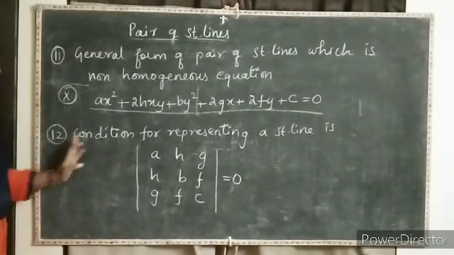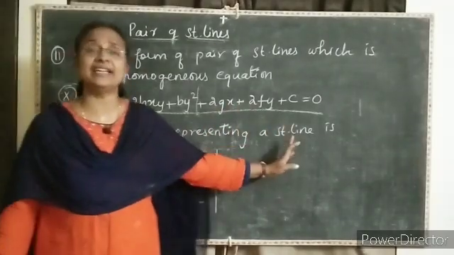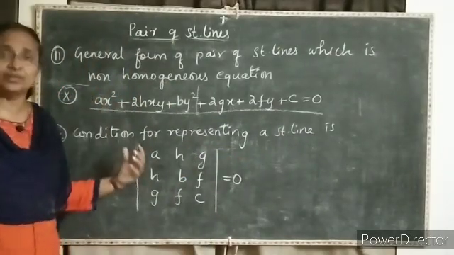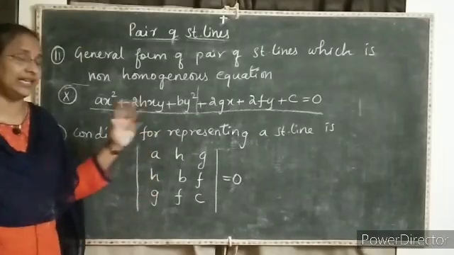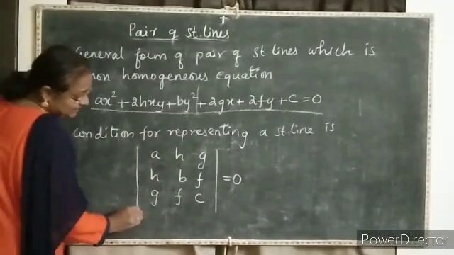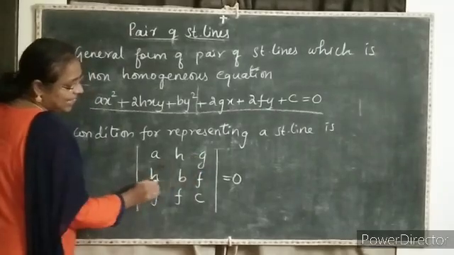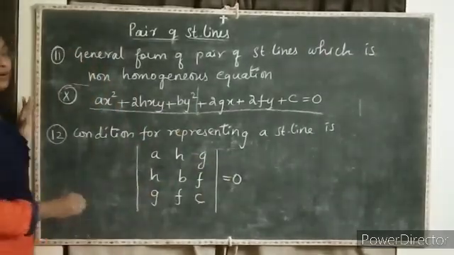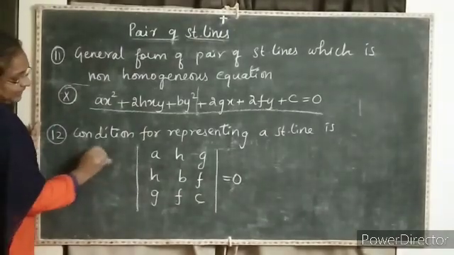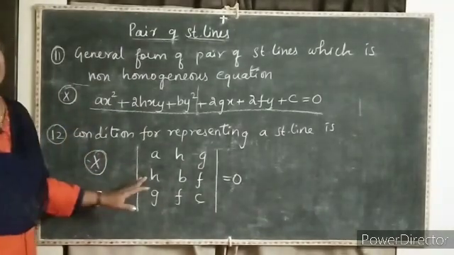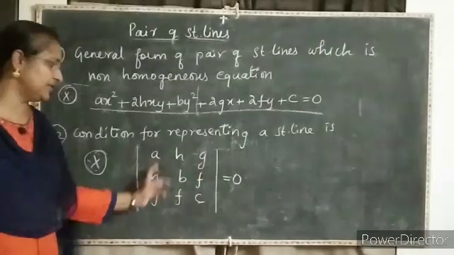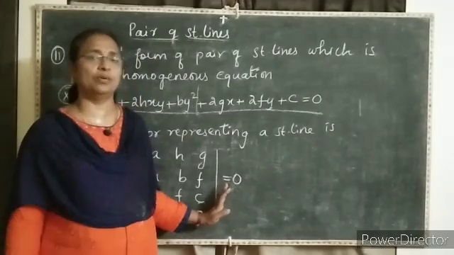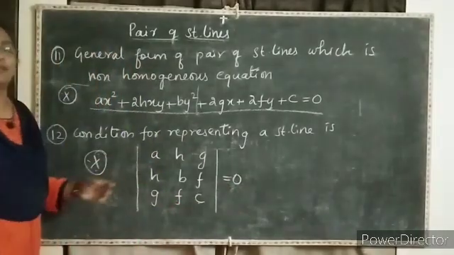Now, next one, the condition for representing a pair of straight lines. This is the condition to check whether the given equation represents straight lines: the determinant of the rows (a, h, g), (h, b, f), (g, f, c) is equal to 0. This is used in the matrix method, the determinant method. The determinant of these coefficients is equal to 0. I'll teach you how to find the determinant value also. So please learn these formulas.